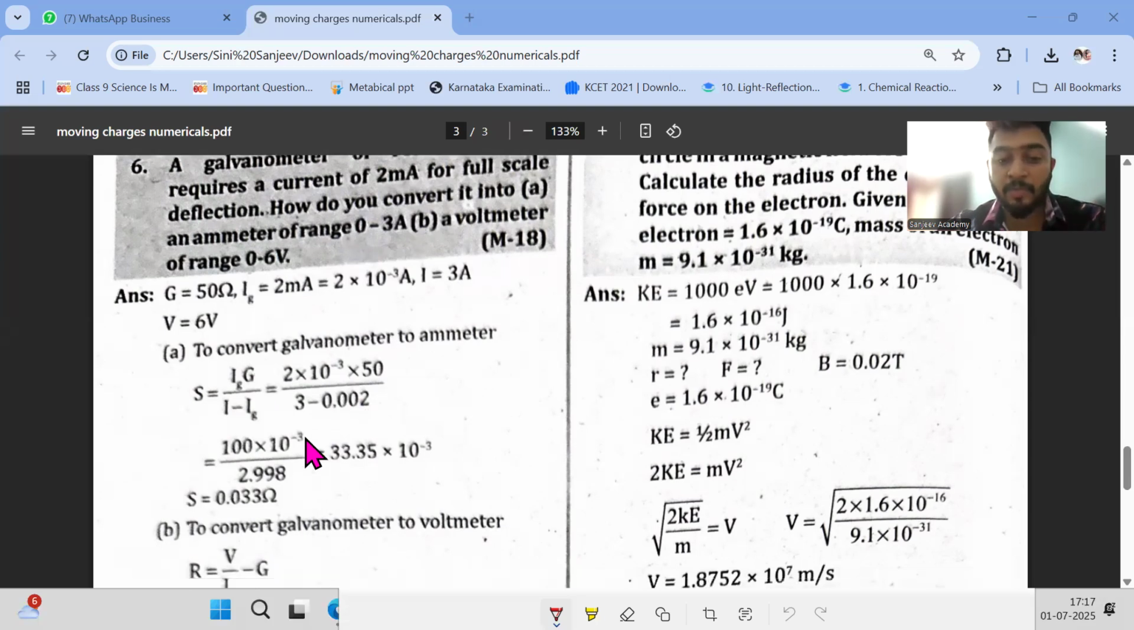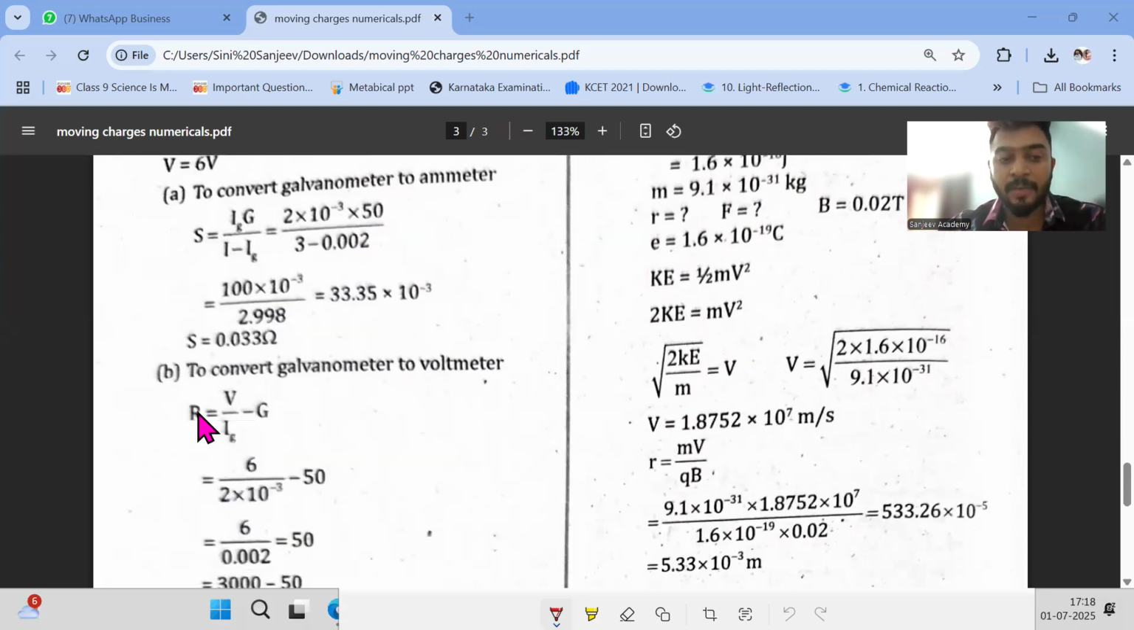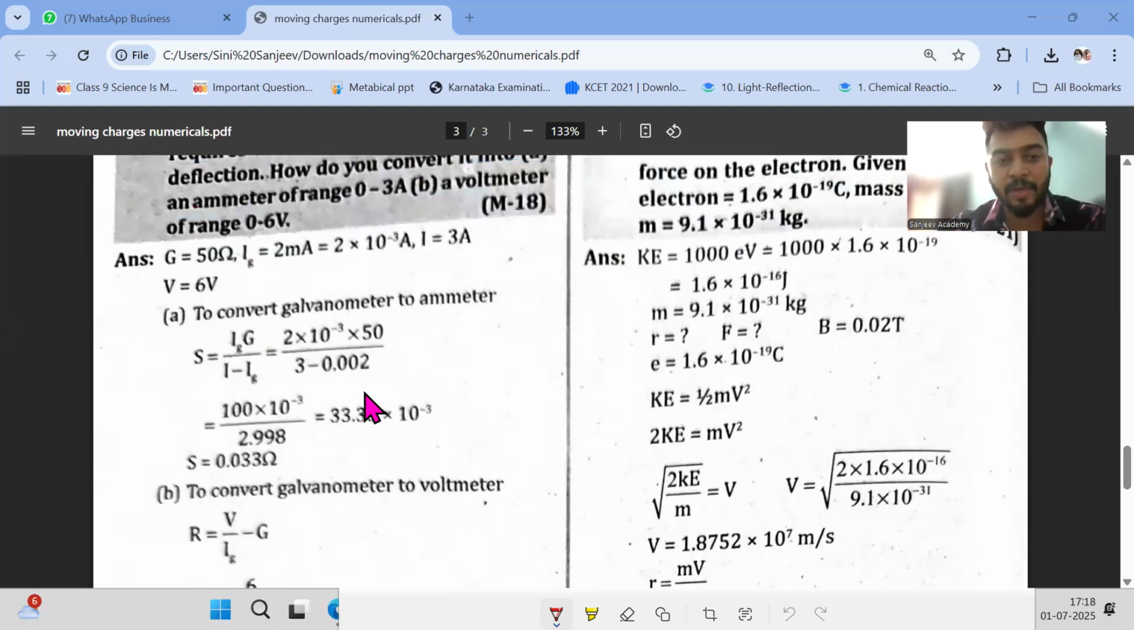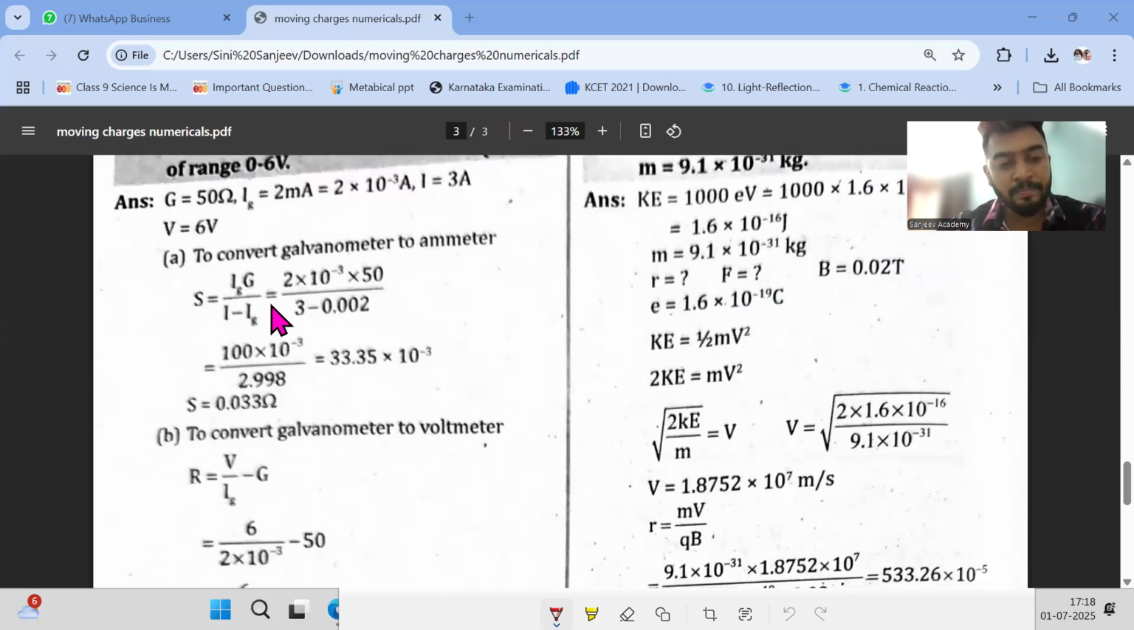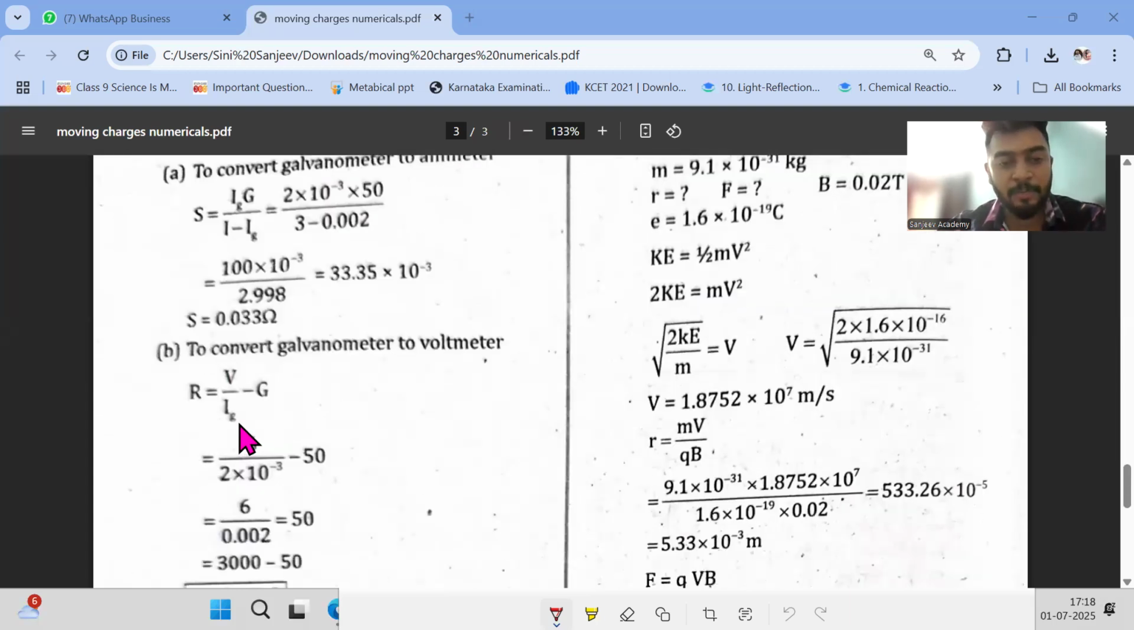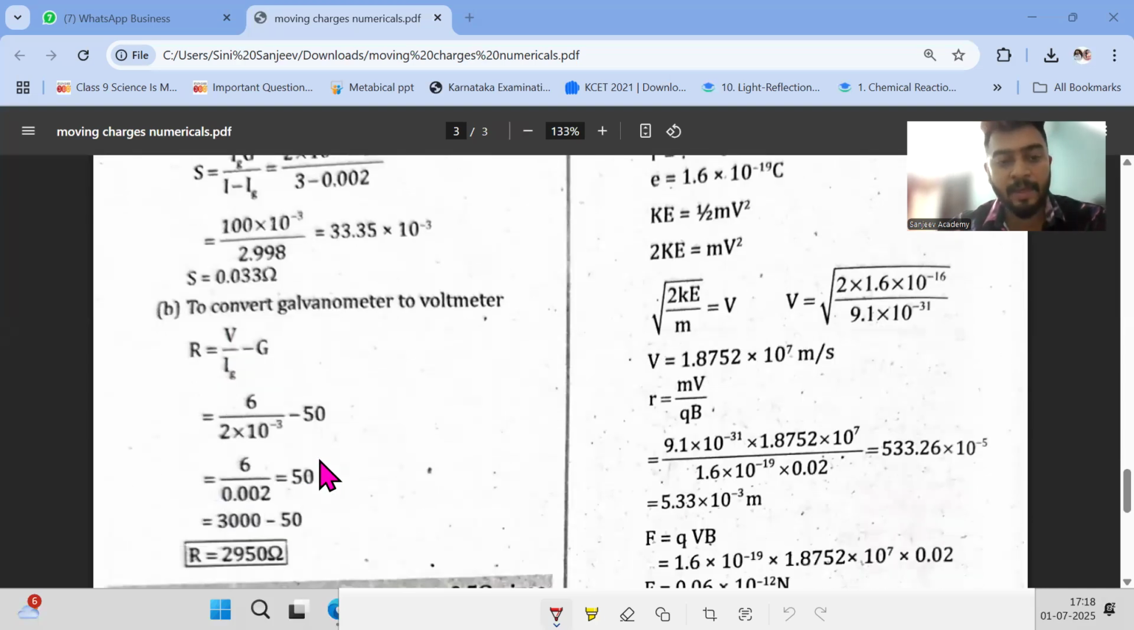Then to convert a galvanometer to a voltmeter, R is equal to V by Ig minus G. Simple calculation again. Then we have to calculate the voltage, change in voltage about 6 volts. So 6 by galvanometer current, that is 2 into 10 power minus 3, minus 50. That's it. Then I'll get the resistance to convert the galvanometer to a voltmeter.